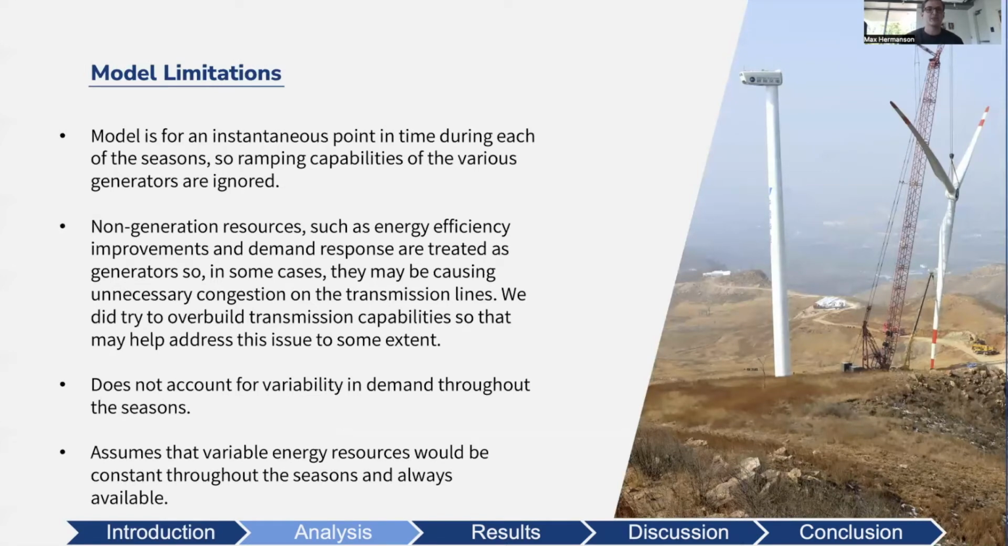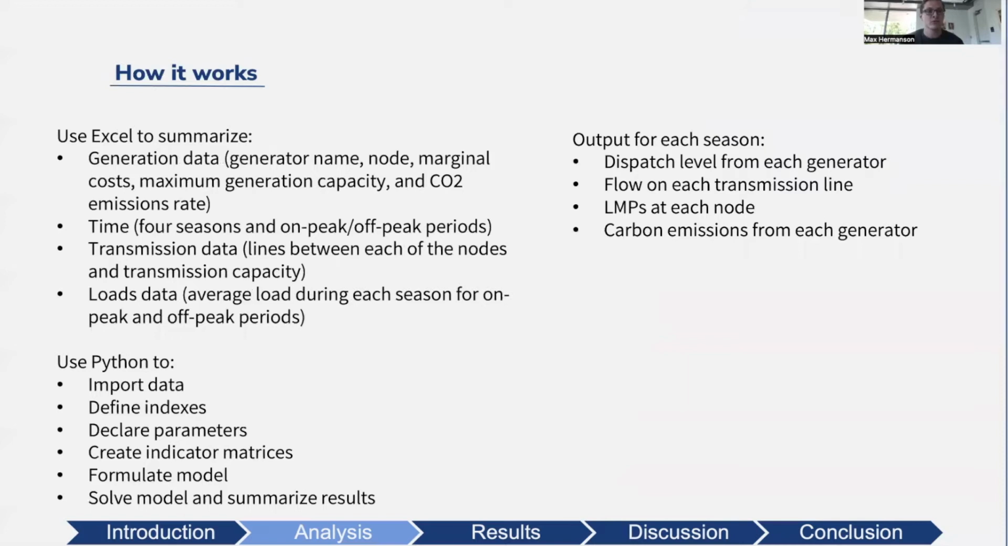Some of the limitations of the model are that the model is run for an instantaneous point in time in each of the seasons throughout 2023, 2030, and 2040. So the ramping capabilities of the various generators are ignored. Another limitation is that some of our non-generation resources, such as energy efficiency improvements or demand response, we are treating as generators in the model. So in some cases, they may cause unnecessary congestion on the transmission lines, but we're trying to overbuild our transmission capabilities so that we're addressing that issue at least to some extent. And there are other limitations here we can read about. I'll keep on moving forward.